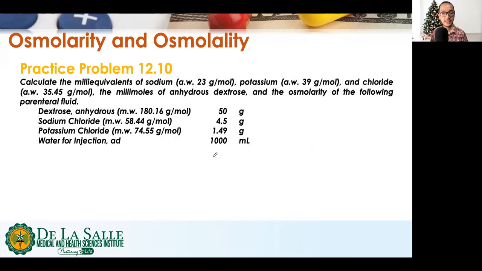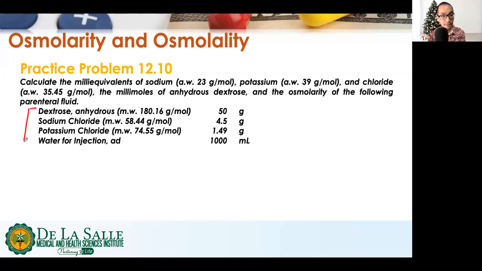So this will be our last slide, no? Overtime na ako. Ayan, pero we'll just summarize everything through this particular problem. Okay? And I want you to work with me here. Okay? Ayan, so calculate the number of milliequivalents of sodium, potassium, and chloride, and the millimoles of anhydrous dextrose, and osmolarity of the following parenteral fluid. Okay?